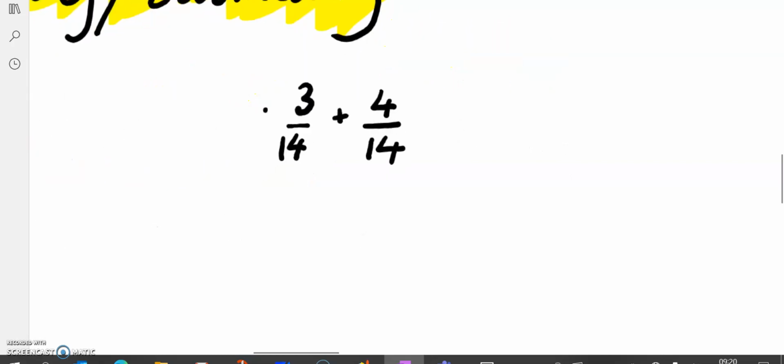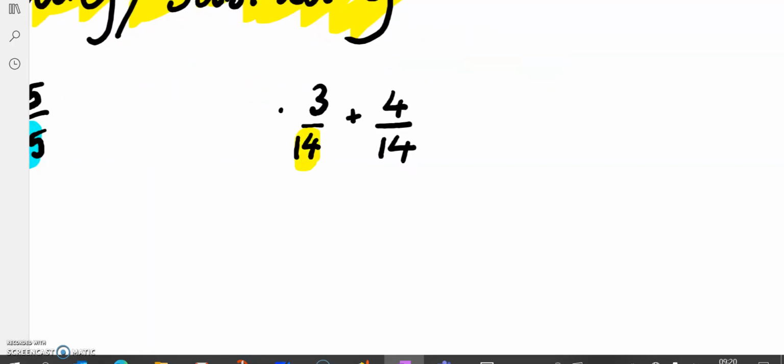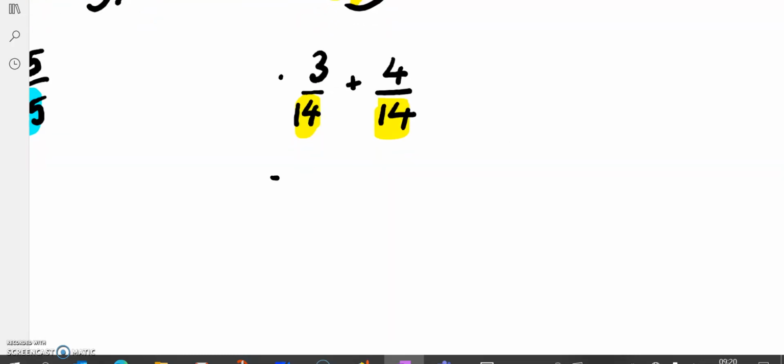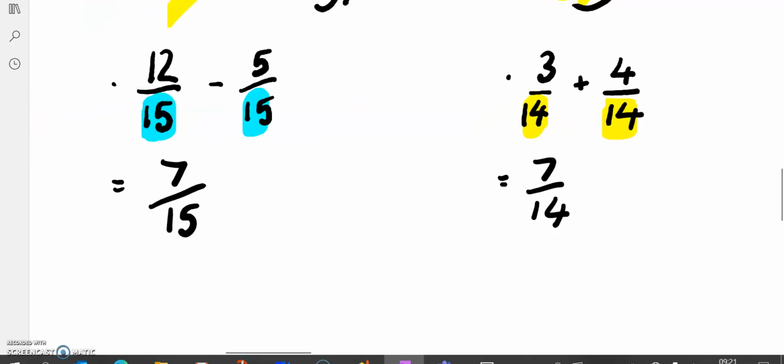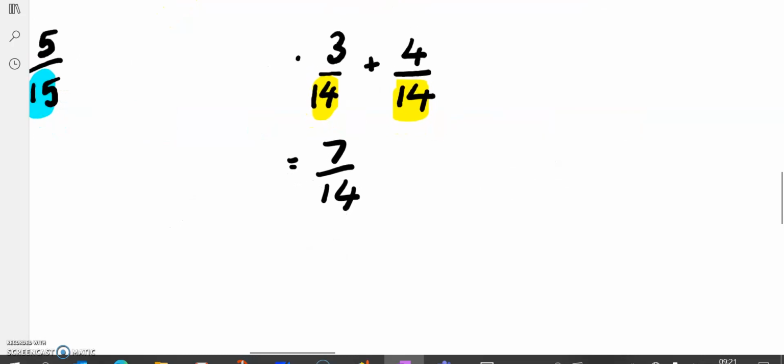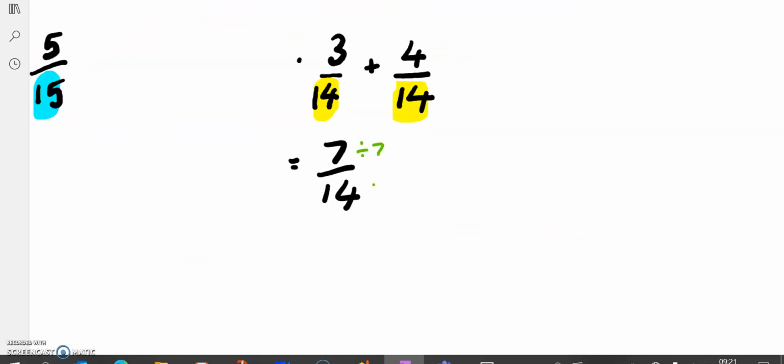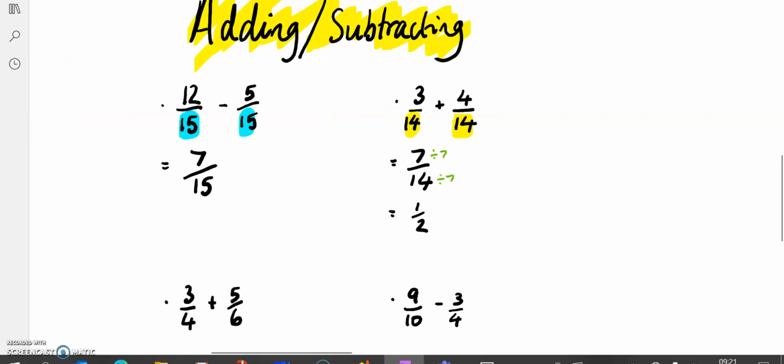3 14ths plus 4 14ths. Let's look at the name. The names are the same, so we can proceed as normal. 3 14ths plus 4 14ths is 7 14ths. But this example is different to the first one. 7 over 15 could not be simplified. They didn't share a times table. But you notice here that 7 and 14 are both in the 7 times table. So we're going to divide both by 7, because you would always be expected to simplify your fractions. That's going to simplify to 1/2. You would always be expected to write your answer in its simplest form.